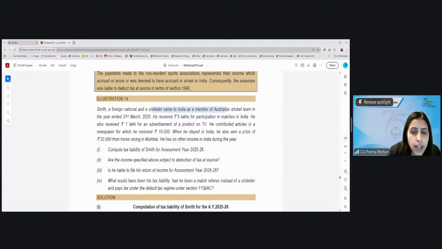under 194E. Smith, a foreign national and a cricketer, came to India as a member of Australian cricket team in the year ended 31st March 25. He received 5 lakh for participation in matches in India. He also received 1 lakh for advertisement of a product on TV. He contributed articles in the newspaper for which he received 10,000. When he stayed in India, he also won a prize of rupees 20,000 for horse racing in Mumbai. He has no other income during the year. Compute the tax liability of Smith for AY 25-26.